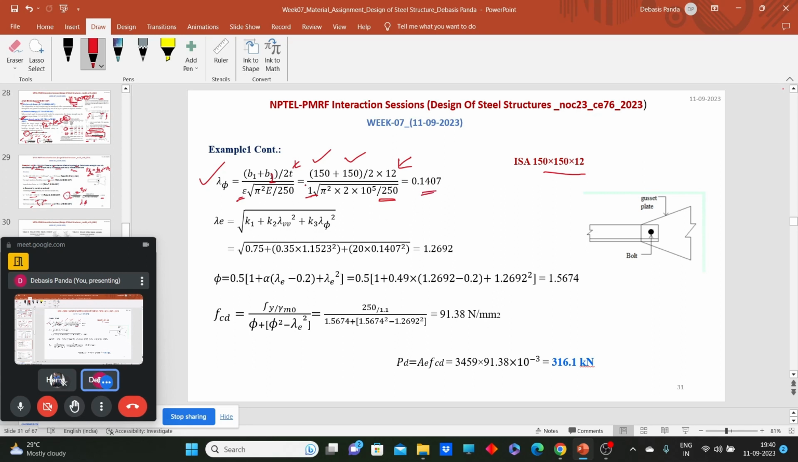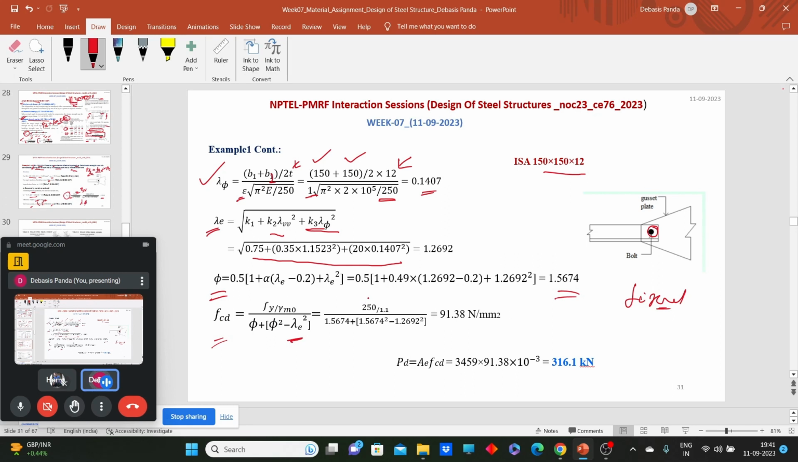Now you can calculate the lambda equivalent as per this clause. Lambda equivalent should be the square root of K1 plus K2 lambda VV square plus K3 lambda phi square. Now put all these values here for one bolt and fixed condition. So you find that the phi value comes as this. Now when you have the phi value, you can calculate the FCD value. FCD will be Fy by gamma m0, times phi plus the square root of phi square minus lambda e square.